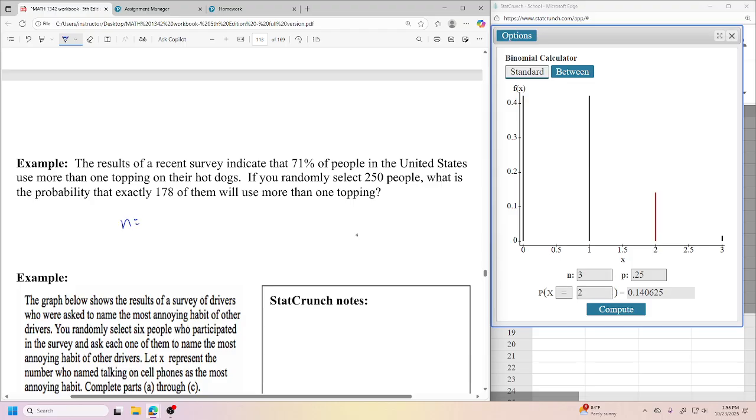So let's put some numbers in. So my n and my p, and then I'm going to have this probability of x, box, and then I get a number. I'm reading through here, it says I randomly select 250 people, and I want to know what's the probability of exactly 178? So what's my total number of people? Total. 250, you got it. What's my probability? What would I put in the probability box?